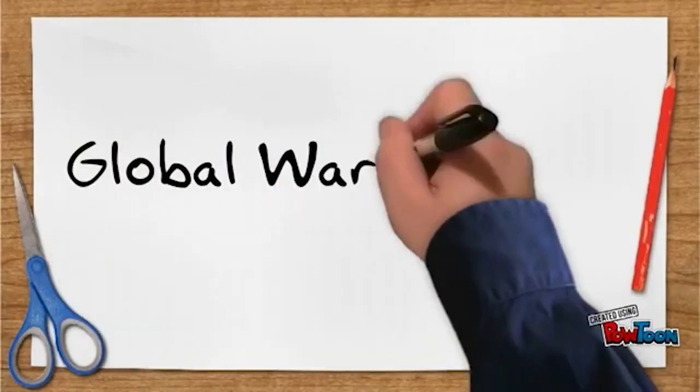First, we're going to discuss what is global warming. We're going to see the evidence that global warming indeed exists. And then we're going to see the effects of global warming. And later, we are going to see what are the possible solutions to this problem of global warming.